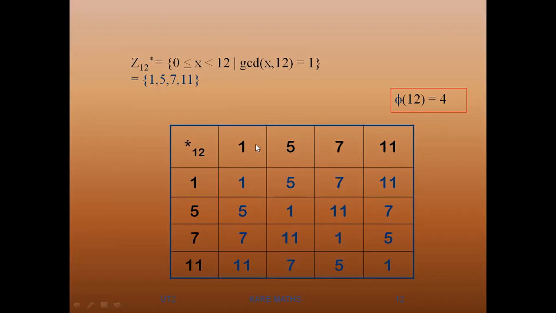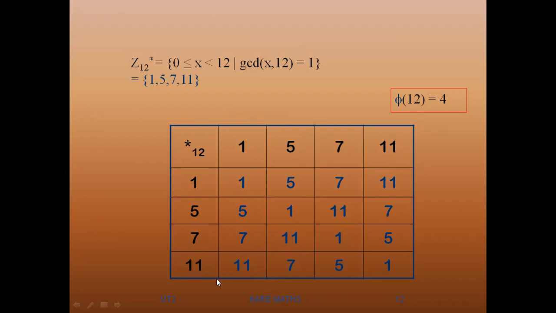Just like this, 7 times 1 is 7, and 7 times 5 is 35. Dividing by 12, I'm getting the remainder 11. Again, 7 times 7 is 49. Dividing by 12, 12 times 4 is 48, so the remainder is 1. Again, 7 times 11 is 77. When you divide by 12, 12 times 6 is 72, and the remainder is 5.